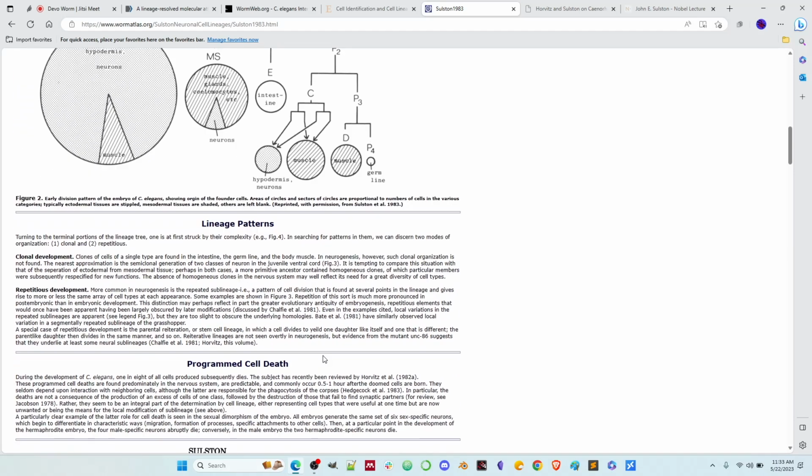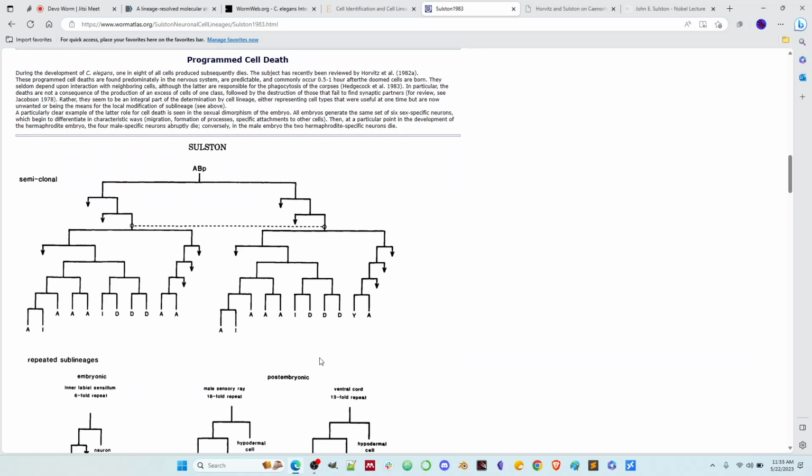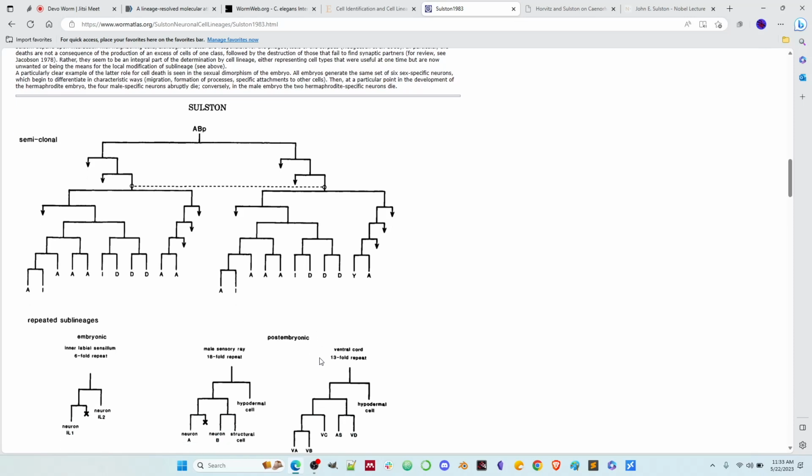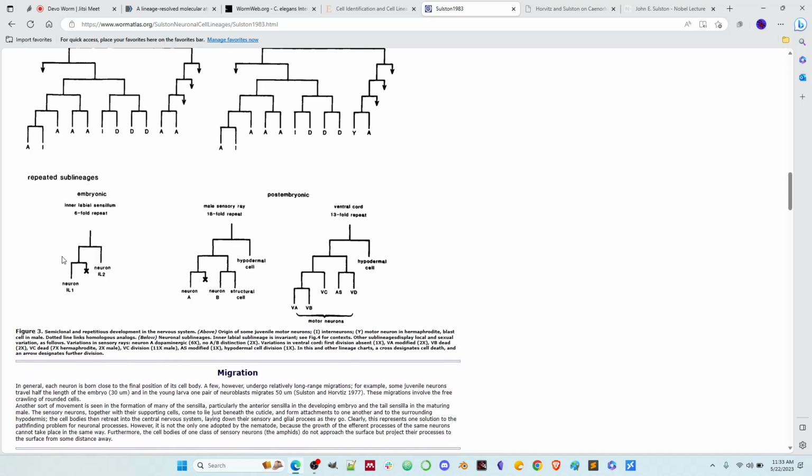And so, we're interested in looking at how that nervous system originates, how it hooks up to the muscle, how all those things form. So this is the Sulston tree. It kind of shows how he mapped this out. You get these repeated sublineages.